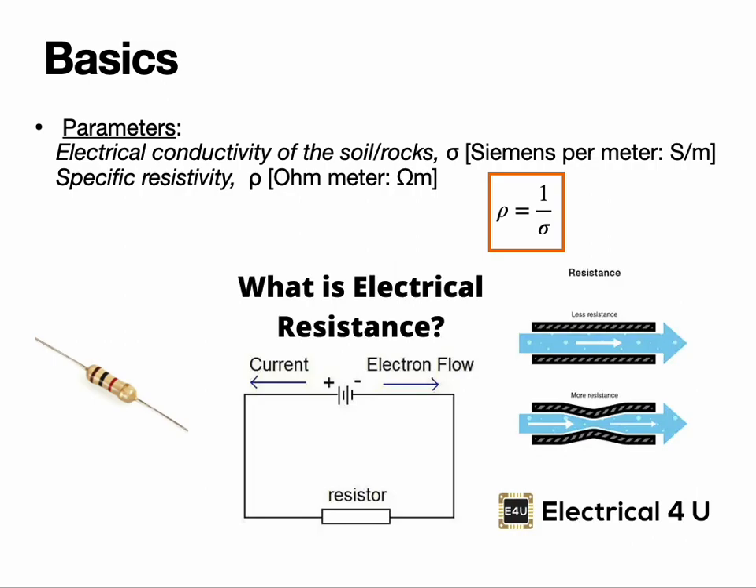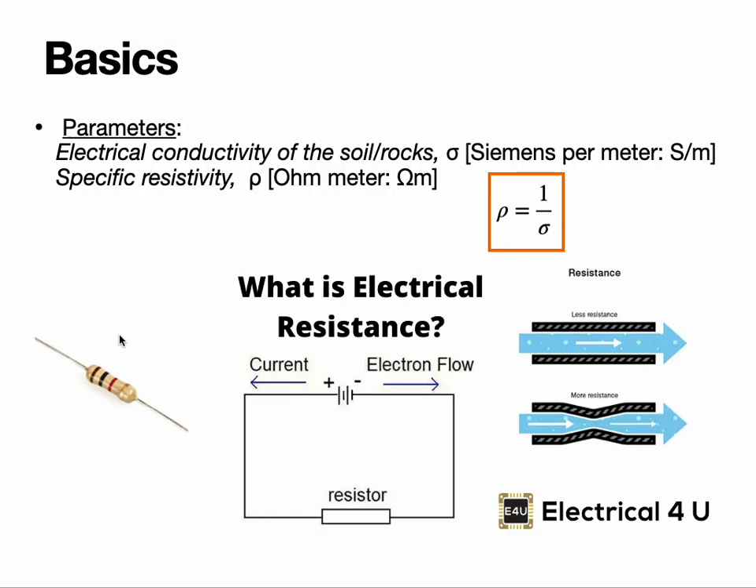So for the basics, the parameters that will be measured with geoelectrics are the electrical conductivity of the soil or the rocks. Typically it's written as sigma, and it's measured in Siemens per meter. Or the specific resistivity, which is often labeled as rho, and it's measured in ohm meter. There's a relationship between the resistivity and the conductivity. It's just the inverse relationship, so keep that in mind.